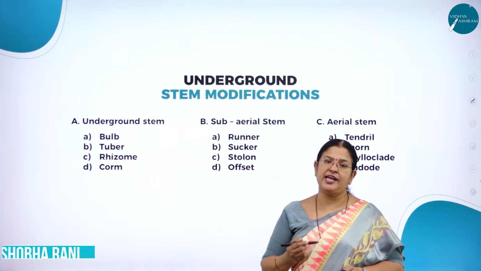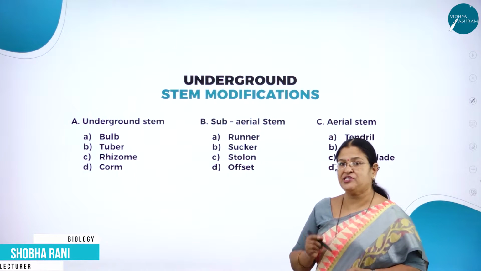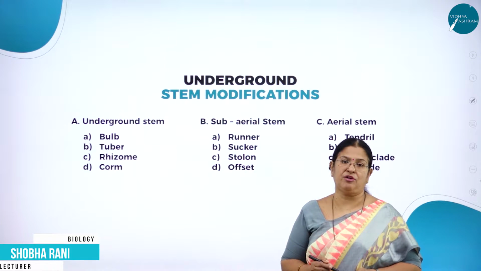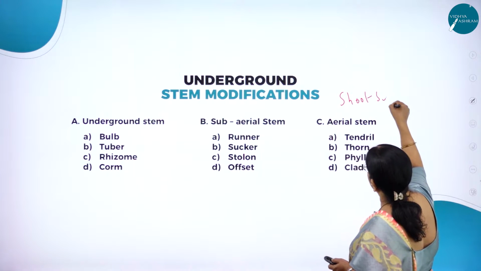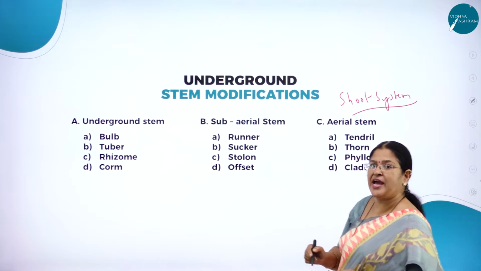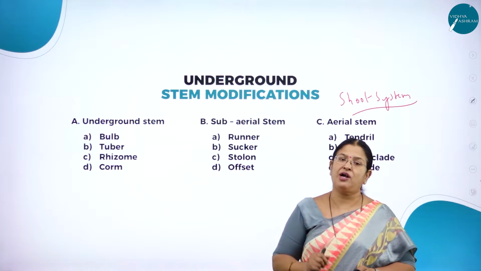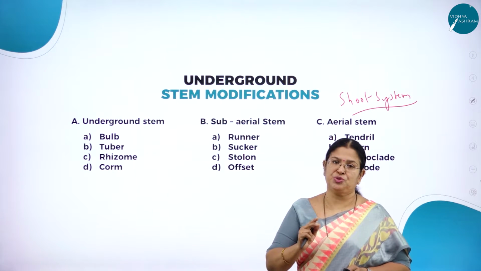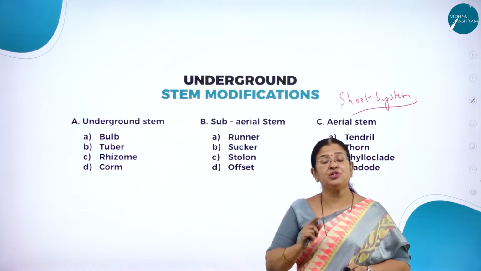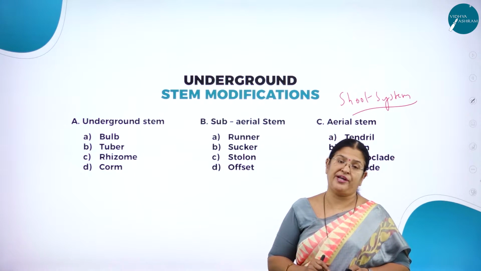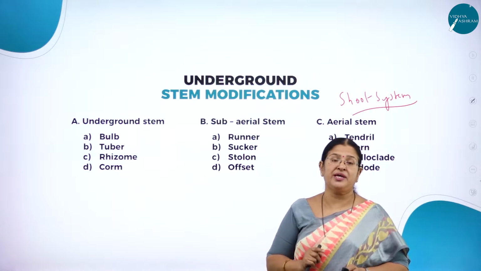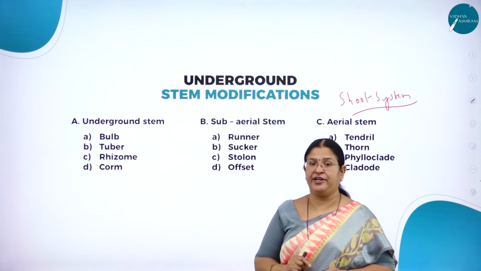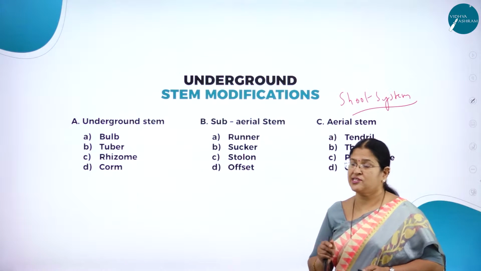What did we learn in the last session? Hope you remember that we studied about a very important part of a plant body, that is the shoot system. So a plant body has two very important parts. One is called the root system. The other one is called the shoot system. What is the shoot system? Shoot system is the ascending part of the plant body, that is the part which is above the soil. And the shoot system is positively phototropic and negatively geotropic. So we have studied all that in the last session.